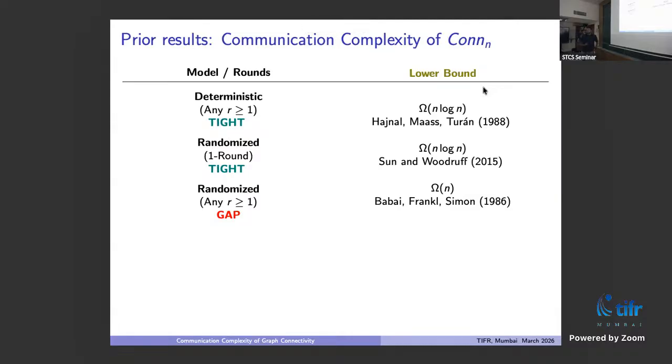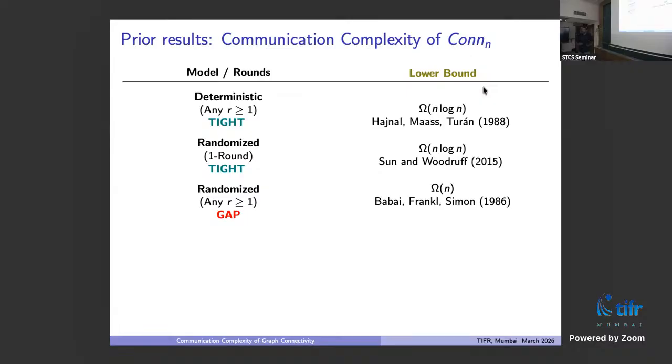So what is known about this problem in more general settings? The deterministic upper bound is simple. What about lower bounds? For deterministic protocols, Hajnal, Maass, and Turán showed that you need n log n bits irrespective of the number of rounds. So even if you allow multiple messages back and forth, you cannot improve asymptotically on the protocol that was discussed. So that's optimal in the deterministic setting.